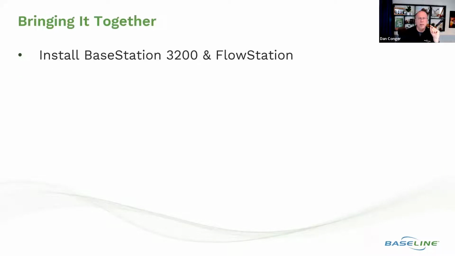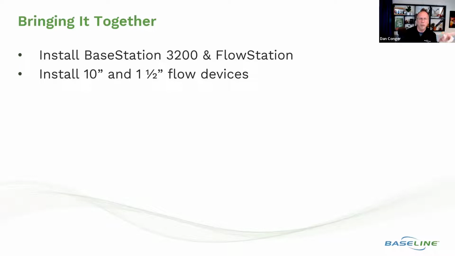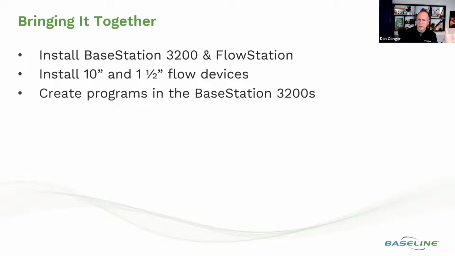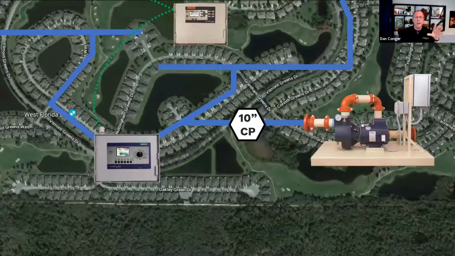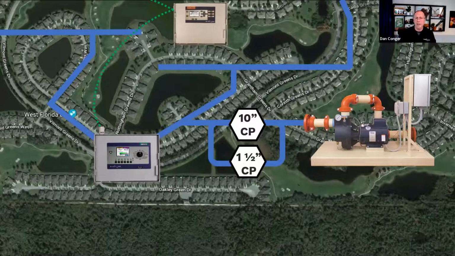But what we could do is use that same FlowStation and 3200, but now I can start getting into a bypass configuration. So I'm going to use a 10-inch flow device and a 1.5-inch flow device, create the programs and the controllers like before, and we're going to use control point grouping again. So this is another application of control point grouping. Here's an illustration where we've got the 10-inch control point, but I could install a 1.5-inch control point as a bypass. Some of us have seen bypasses before, and they have different ways of managing it. This is an active way. We're going to actively manage this control point.